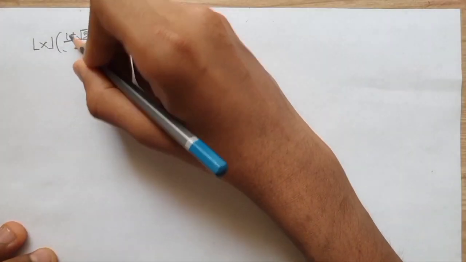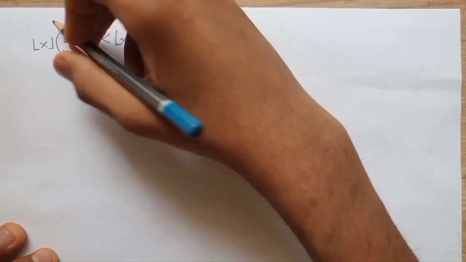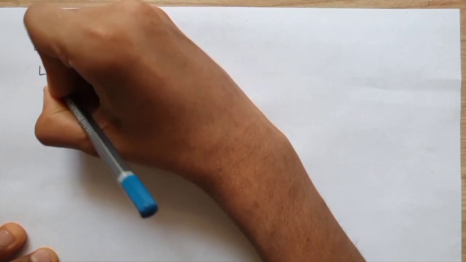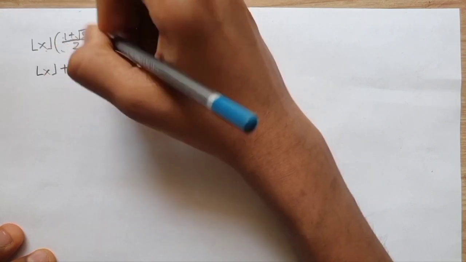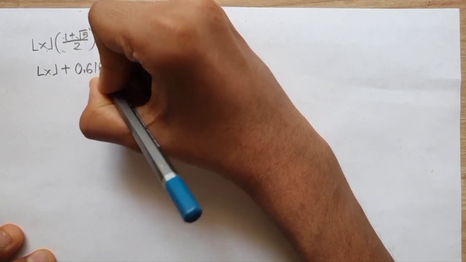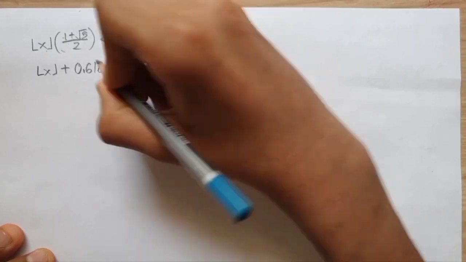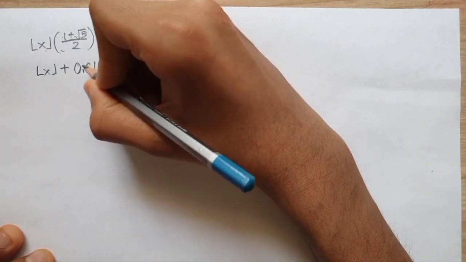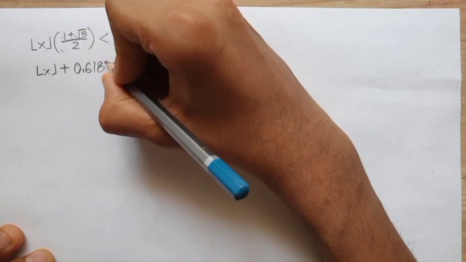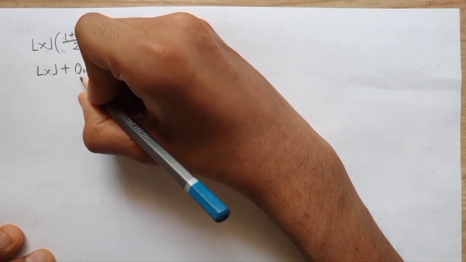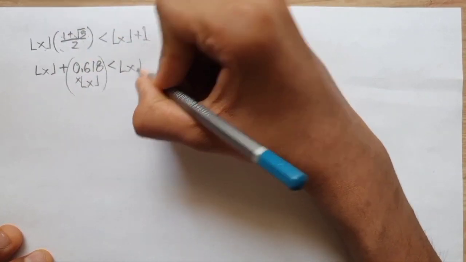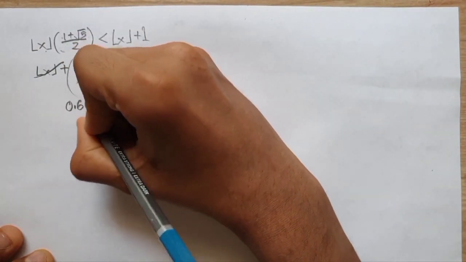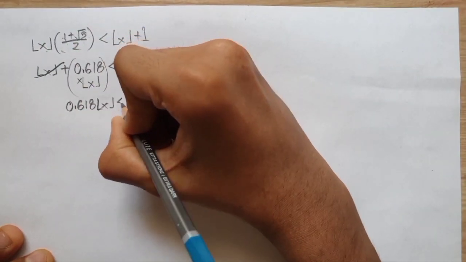So if we split it into 1 plus 0.618 and use the distributive property, we get floor of x into 1, which is floor of x itself, plus floor of x into 0.618 is lesser than floor of x plus 1. Subtract floor of x on both sides, we get 0.618 floor of x is less than 1.